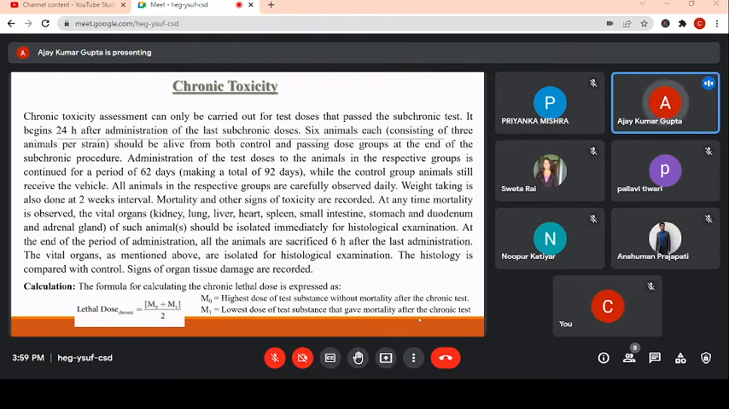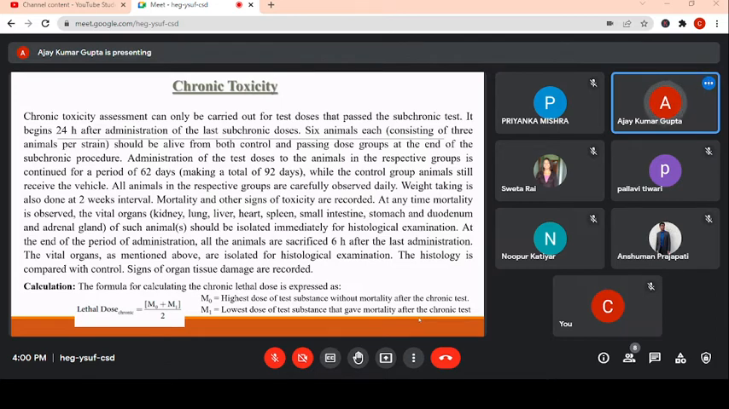So all animals in the respective groups are carefully observed daily, as we did in the previous subchronic toxicity test. Weight taking is also done at 2-week intervals. Mortality and other signs of toxicity are recorded.